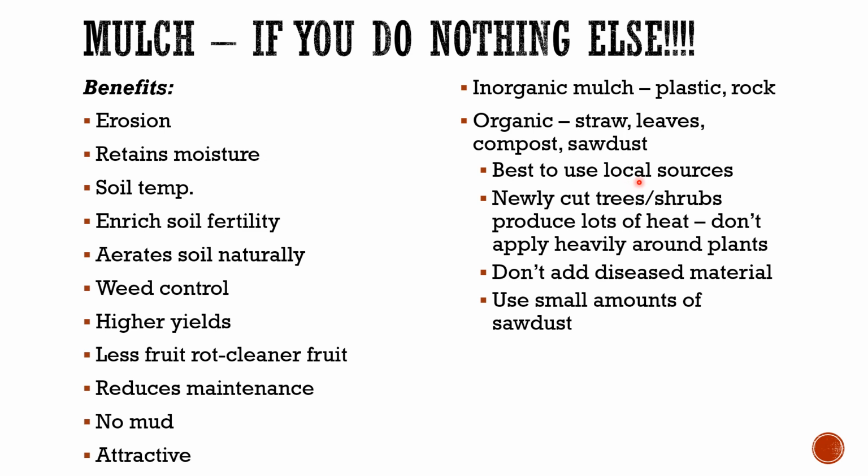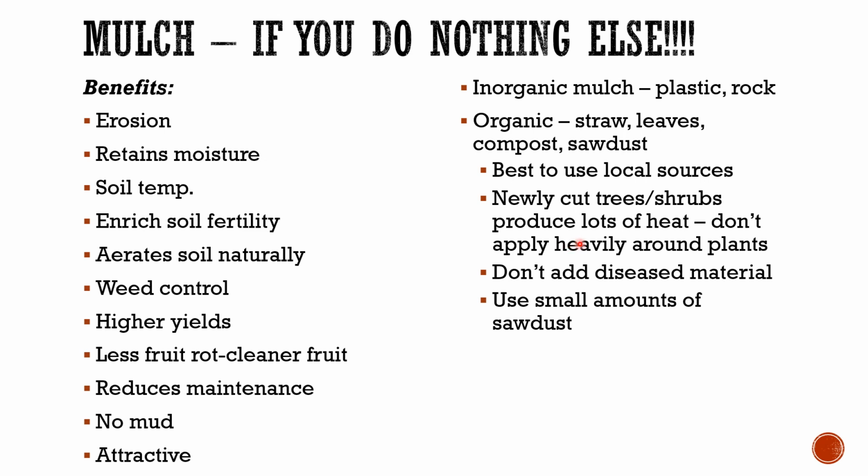Best to use your local sources, again, from your neighbors. When you see them raking those leaves, say, hey, let me have that bag of leaves. I'll be glad to take it off, or I'll rake your leaves for you if you'll let me have them. Newly cut trees and shrubs: when the tree crews are in the area, trimming up the power lines, they're looking for free places to offload. They would love to offload that for you. So, hey, let me have it. I'll be glad to take that.